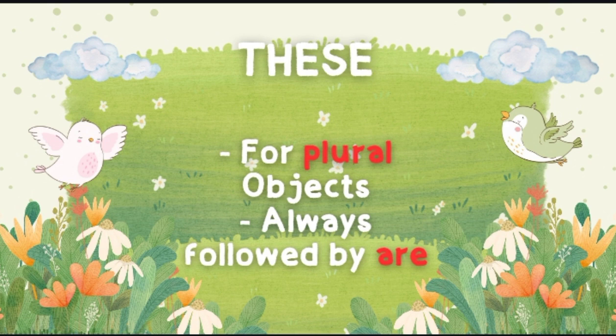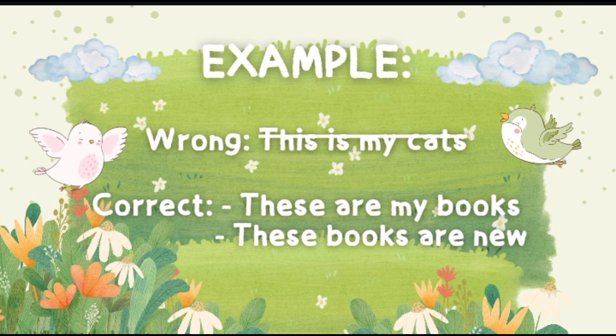Nah, these is for plural objects, always followed by are. So the objects of these are always plural, or jamak. Look at this. This is the example of the use of these. There are the wrong and the correct. The correct one: these are my books. These is always followed by are and the objects are always plural.